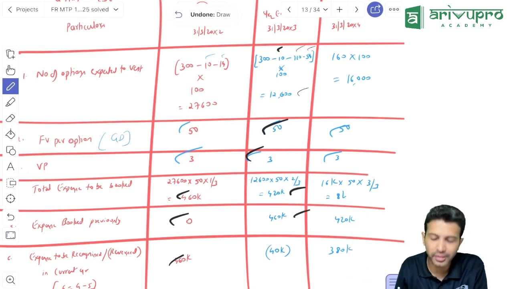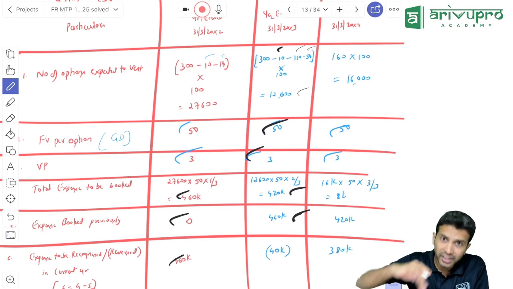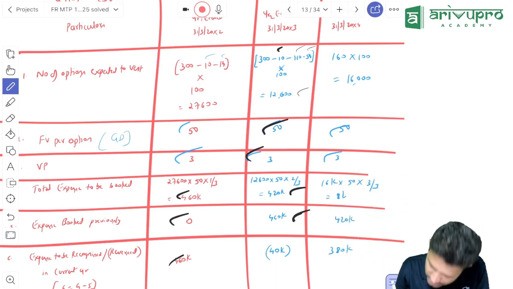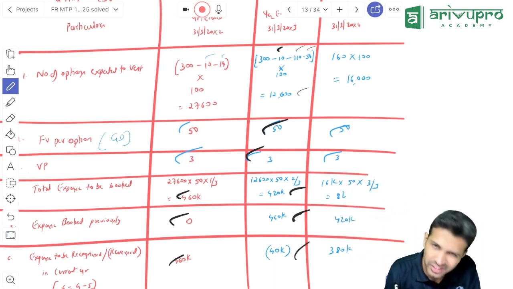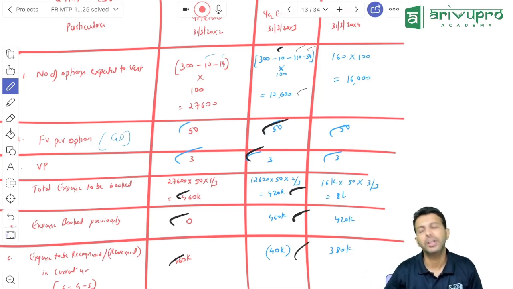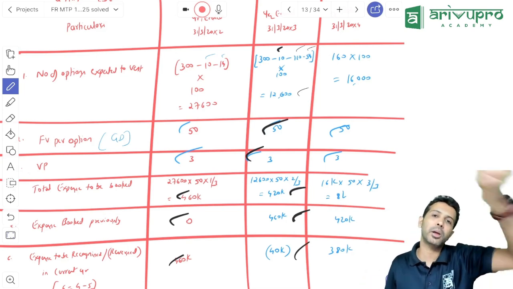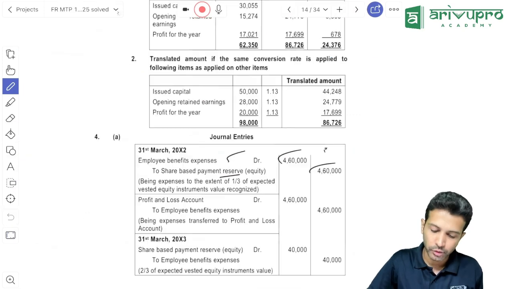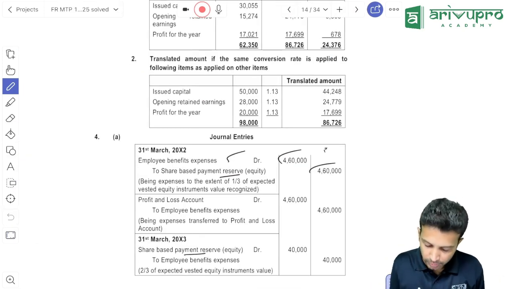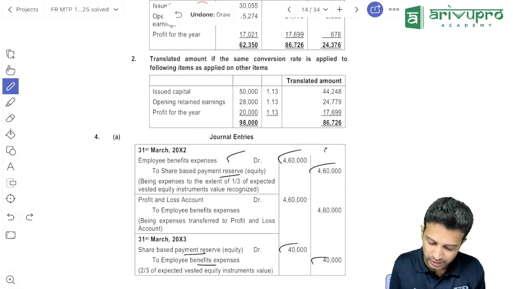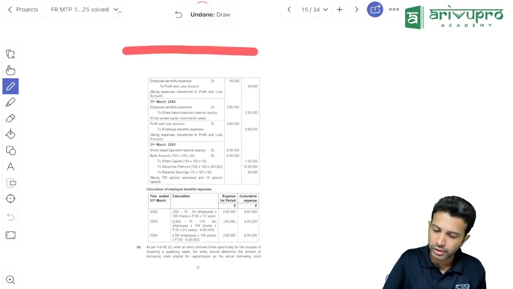By the end of the second year, totally you should have recognized 420, but in the first year alone you have recognized 460. So in the second year, you have to reverse. You have booked 40,000 extra expense, which you need to reverse. To book the expense, the entry is employee benefit expense to SBPR. So for reversing, it will be the opposite: SBPR to employee benefit expense. And this employee benefit expense will be transferred to SPL. That's what they've done here, the transfer entry also.